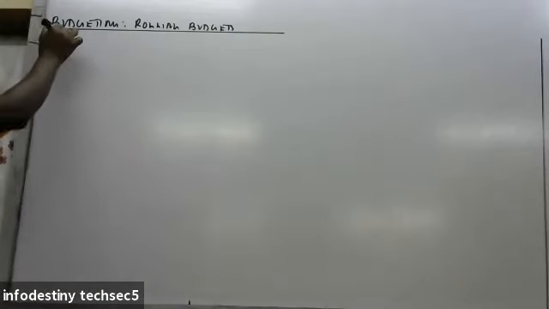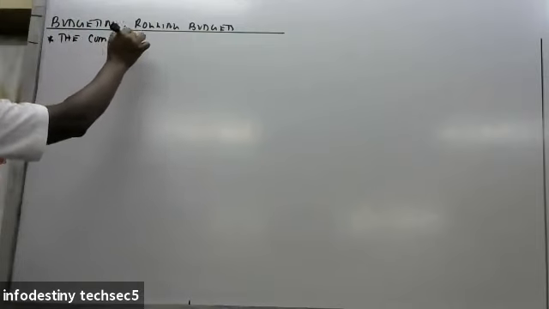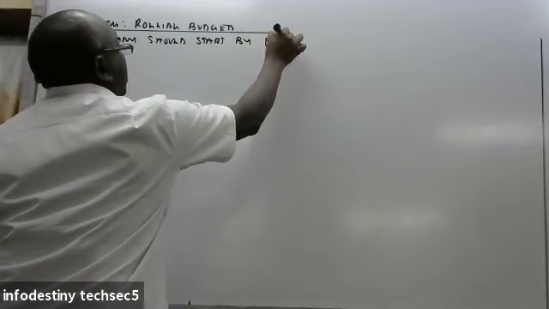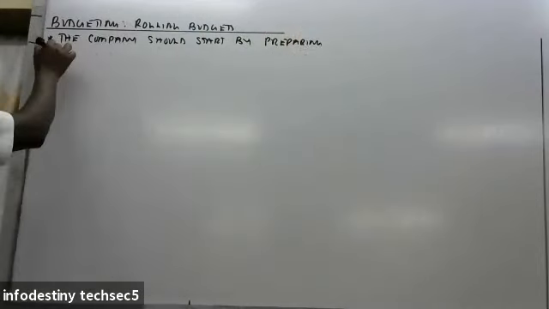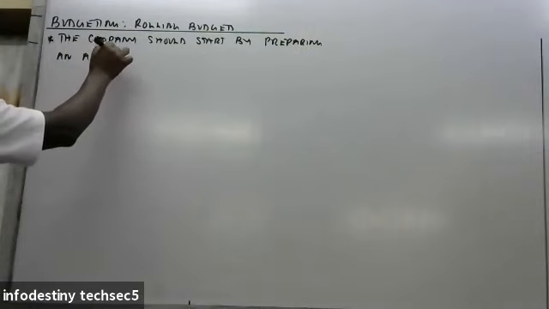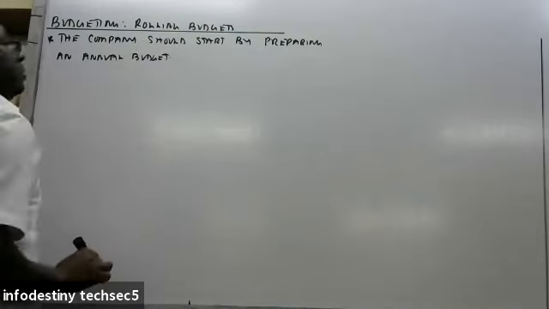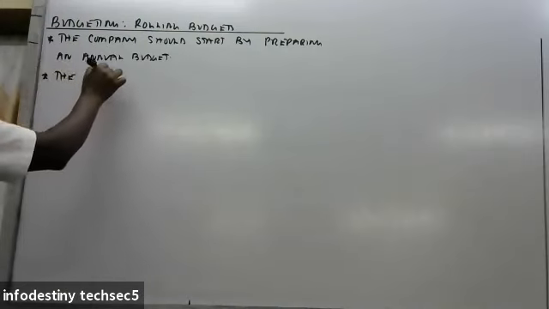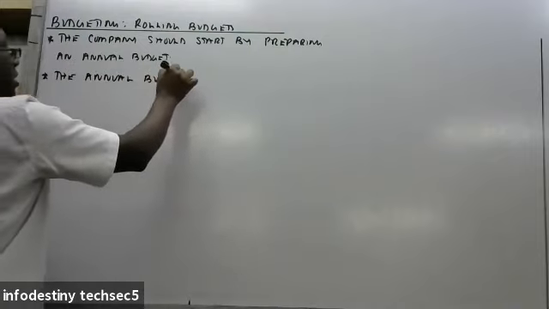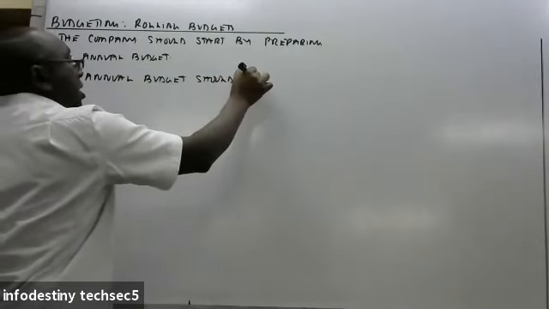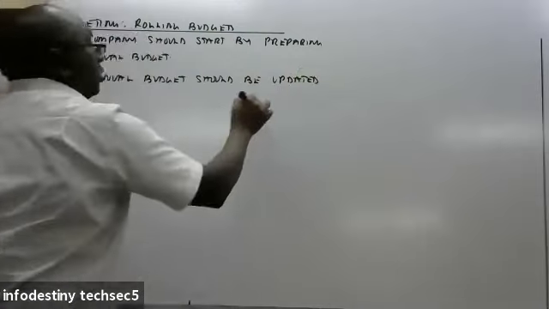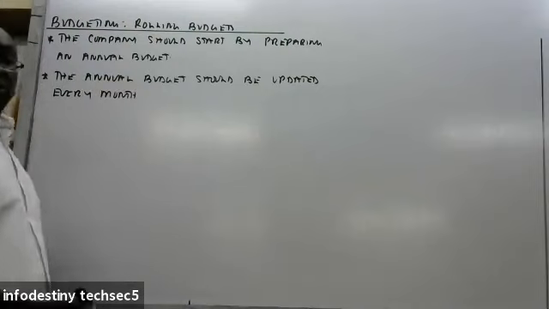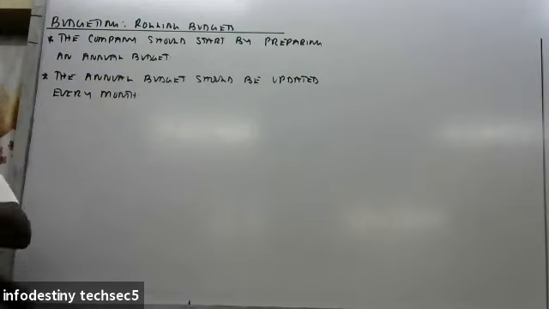So point number one, the company should start by preparing an annual budget. Point number two is that the annual budget should be updated every month. That is what I told you is called a sub-period.